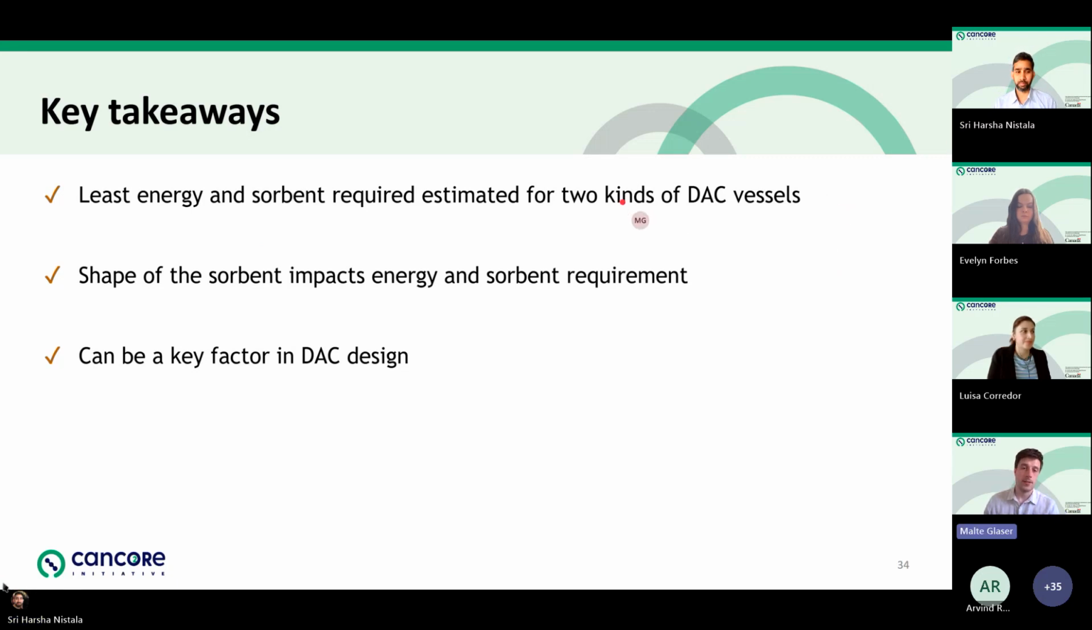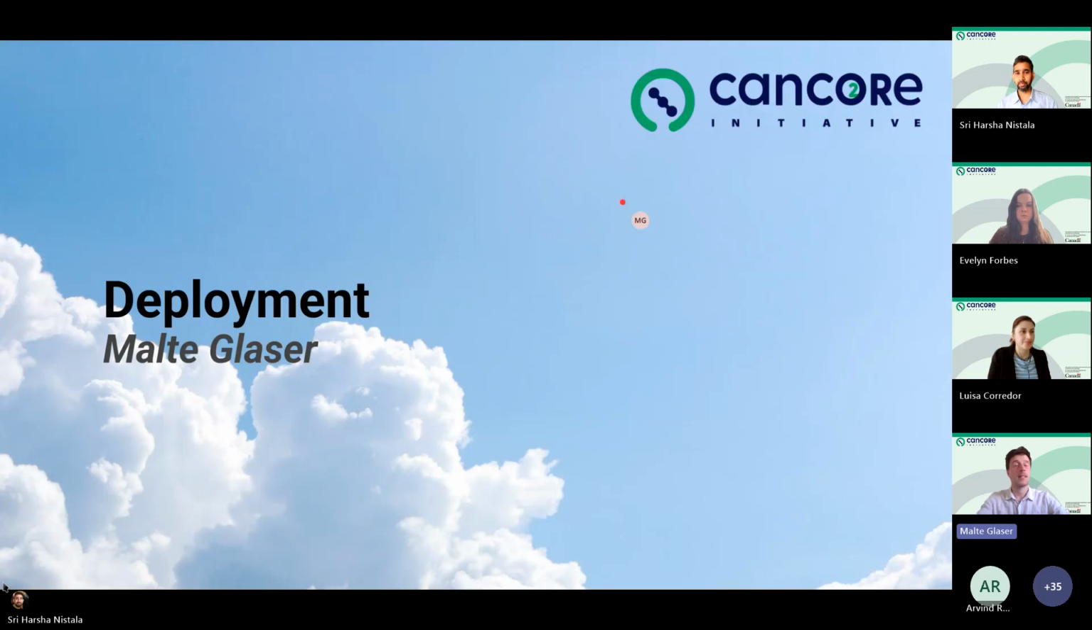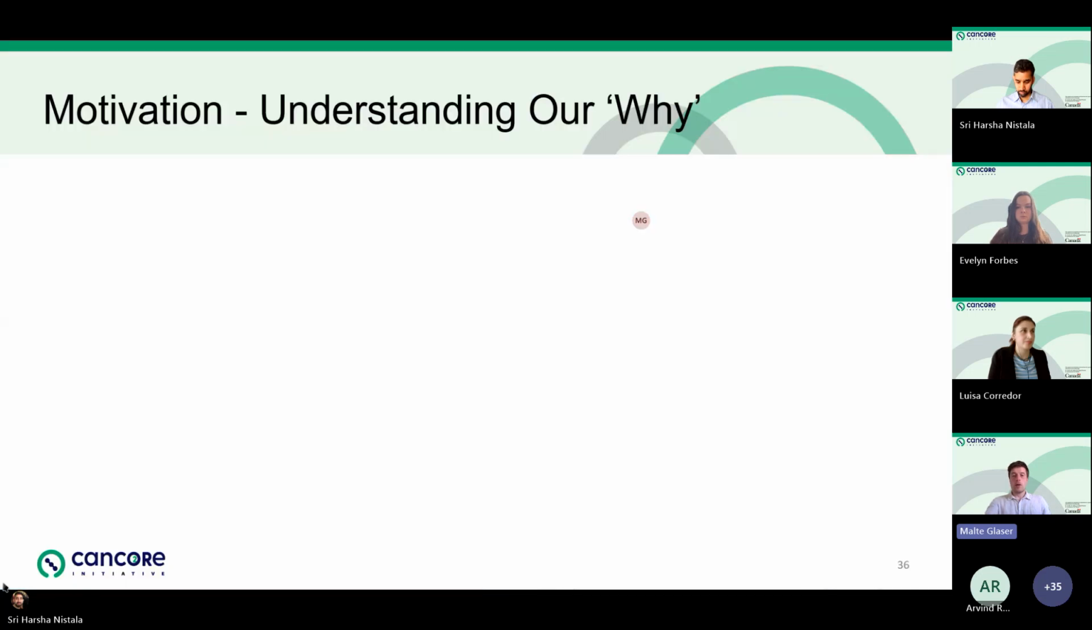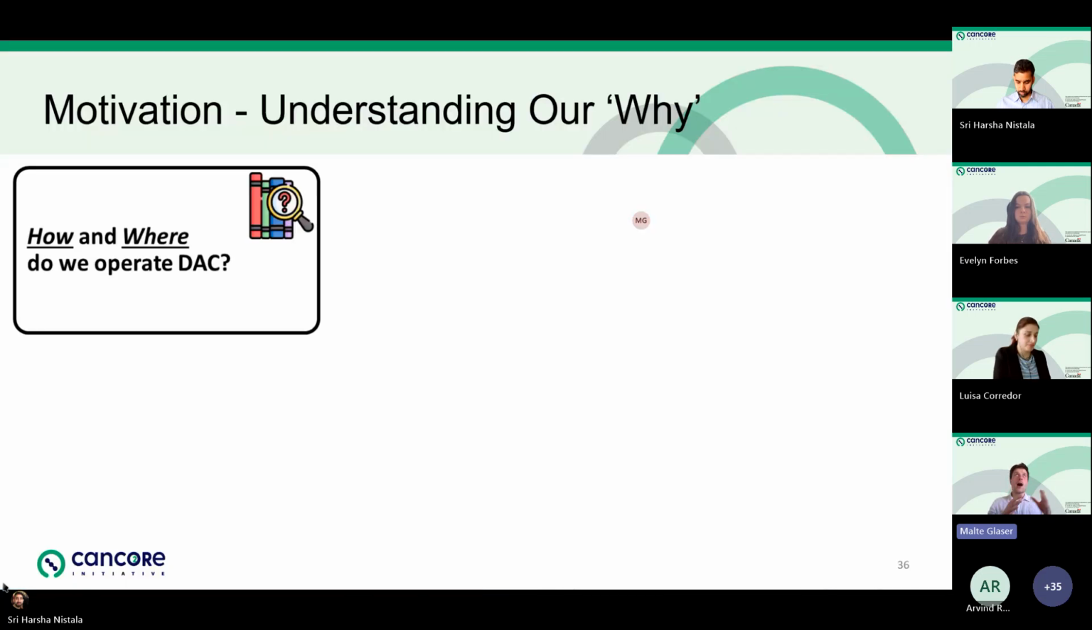All right. Hello. I'm Malte. And I guess so far we've pretty much talked about the lab work that we're doing and the very detailed modeling. And I want us all to take a step back and look at the big picture. What's the deployment of direct air capture going to be? And in this case, we always wonder how and where are we supposed to operate and build direct air capture?